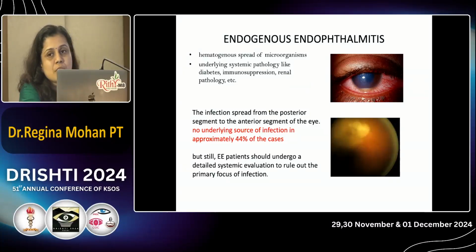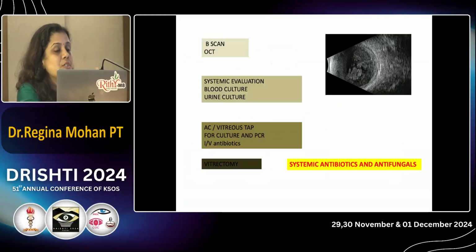Next is endogenous endophthalmitis. Here the infection comes from your bloodstream. So the management is basically targeted towards the systemic foci of infection. The initial documentation should be done with a B scan and OCT, but you should have a very detailed systemic evaluation with blood culture and urine culture. You can take a vitreous tap for culture also along with intravitreal antibiotics.